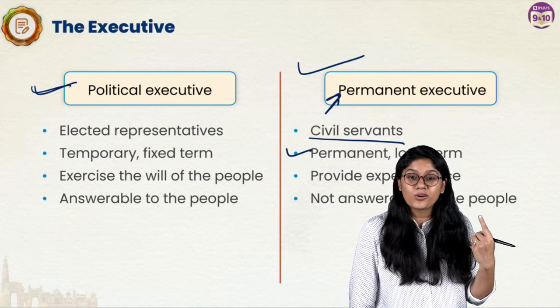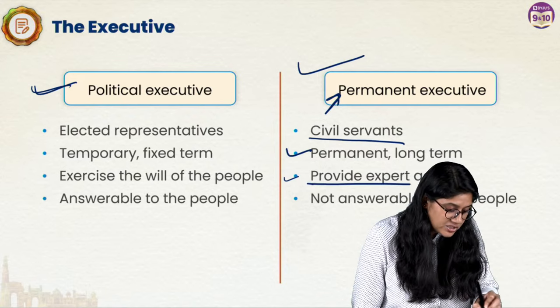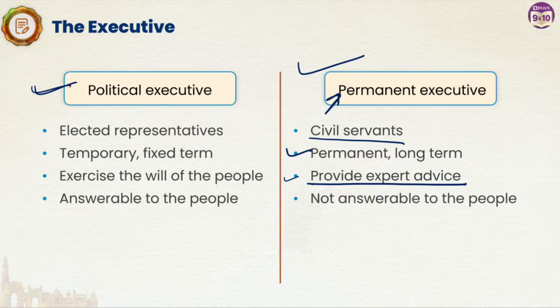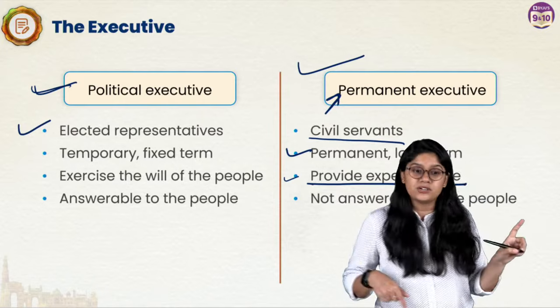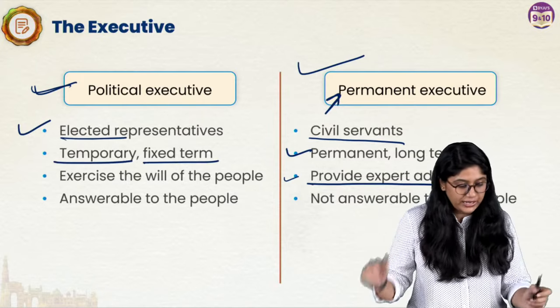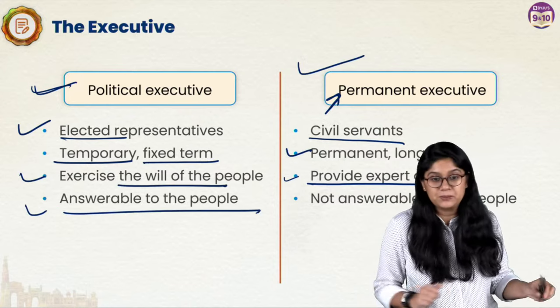They are the ones who are more educated, right? They are the ones who will help by providing their expert advice, and they are the ones who will not be answering to the people. Political executives are the ones who are elected by us. They are temporary, or for a fixed period of time, exercise the will of the people and are answerable to the people.